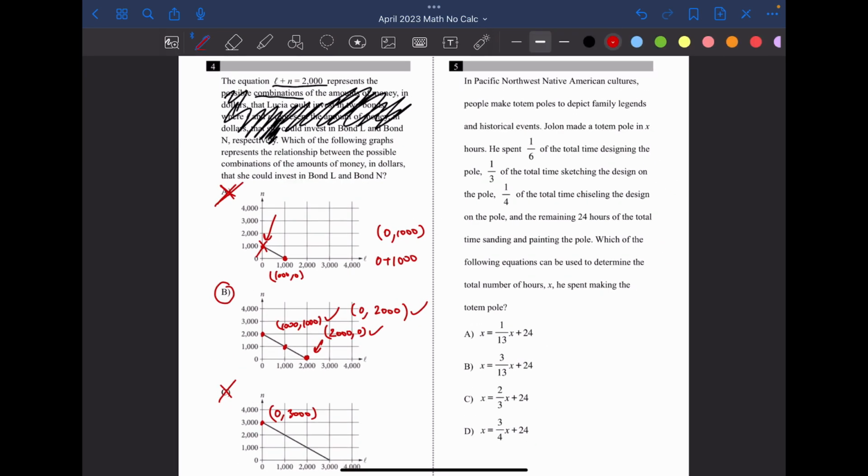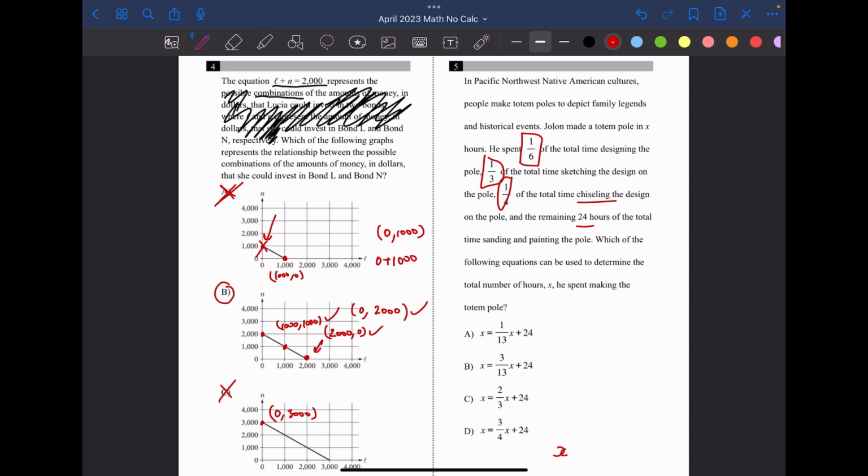Question number 5. In Pacific Northwest Native American cultures, people make totem poles to depict family legends and historical events. Joan made a totem pole in X hours. So he spent a total amount of X hours making the pole. He spent 1/6 of the total time designing the pole. He spent 1/3 of the total time sketching the design, and then 1/4 of the total time doing this design, and the remaining 24 hours of the total time sanding and painting the pole.